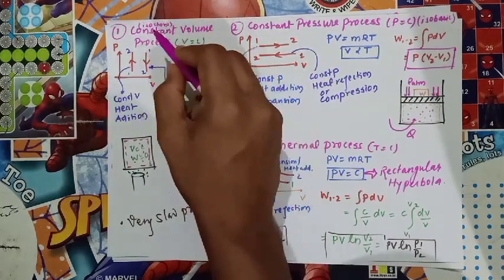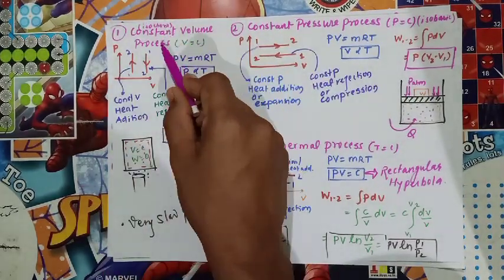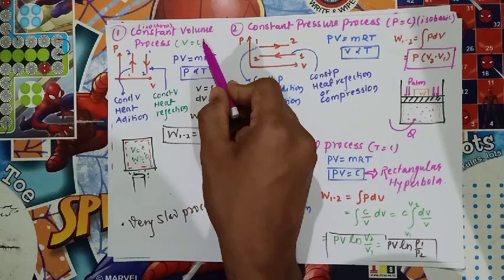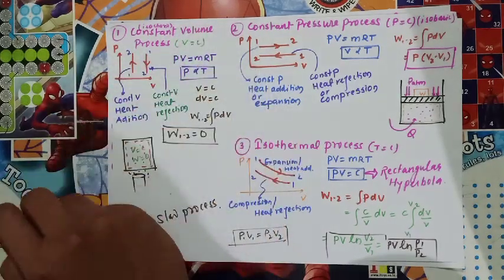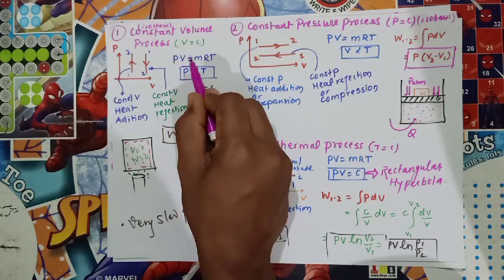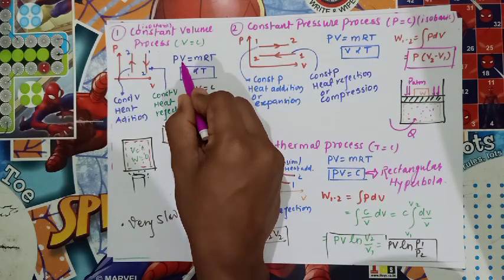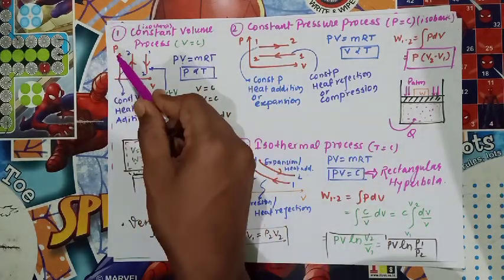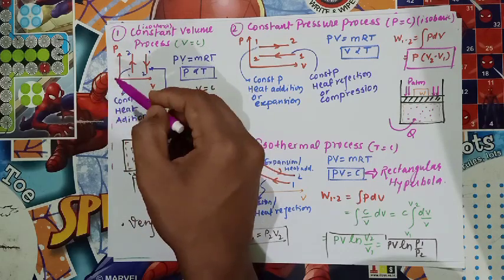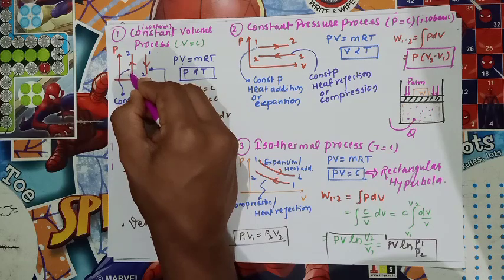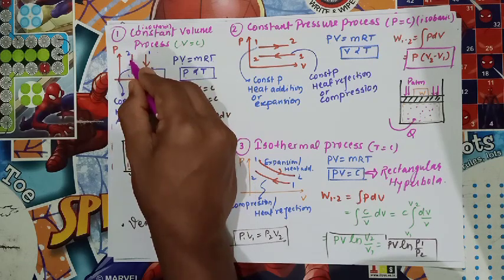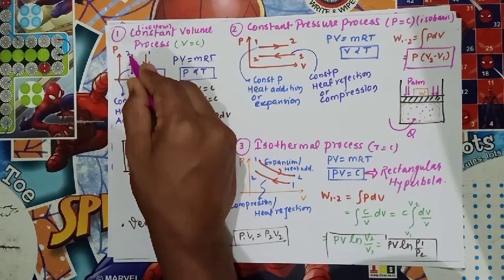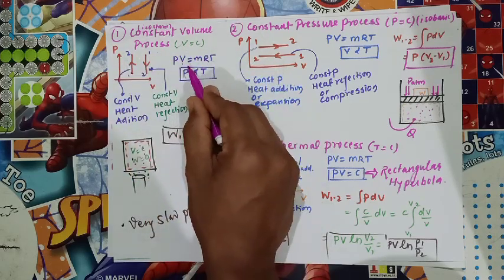So the first process is the constant volume process. What do we call the constant volume process? Isochoric process. In this process volume is constant, that is why it is the constant volume process. Now for ideal gas we know that PV equals mRT. If volume is constant, it means pressure is directly proportional to temperature. Now in the PV diagram, this is P, this is V, and if our initial state is 1 and the process goes to 2, constant volume means the same volume throughout the process. If this is our first state and this is the second, it means pressure is increasing, which means temperature will also increase.